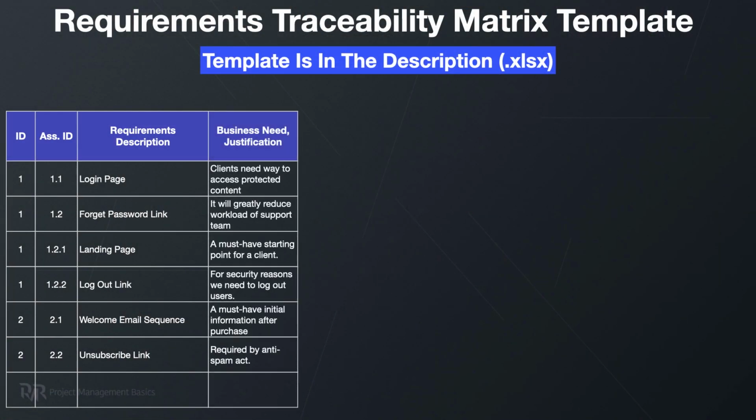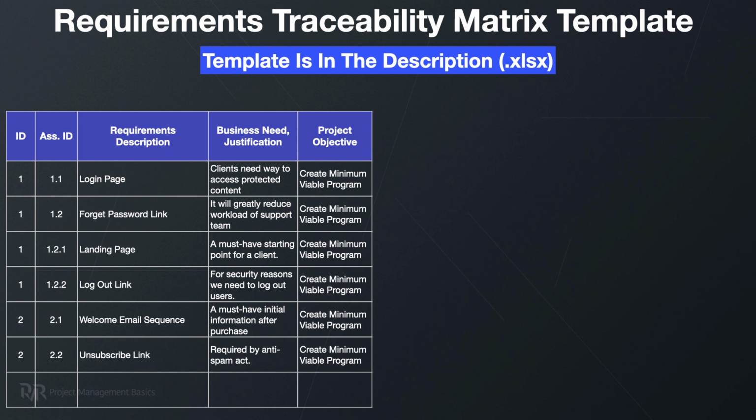Next we have a business need. Again, it should be a short description that justifies the requirements. And don't confuse it with the next column, project objectives. They look the same, but you have just a few of the project objectives, 1, 2, maybe 3, and you can have a multitude of business needs and justifications.